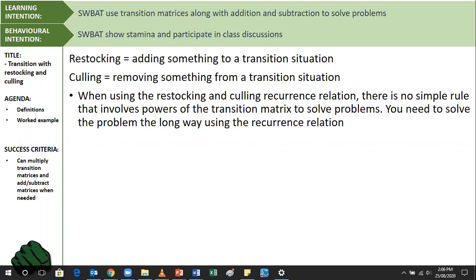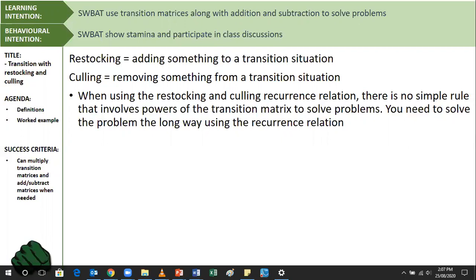The only extra bit to make this a bit more challenging is where we have people who are added into the situation and people who are removed from the situation. The name behind it is restocking, so adding something to the transition situation, or culling, which means to remove. We generally do this with animals because it's easier for us to keep count. When you breed certain things, you might add extra eggs to the batch or sell them off, so you're removing them from the situation.